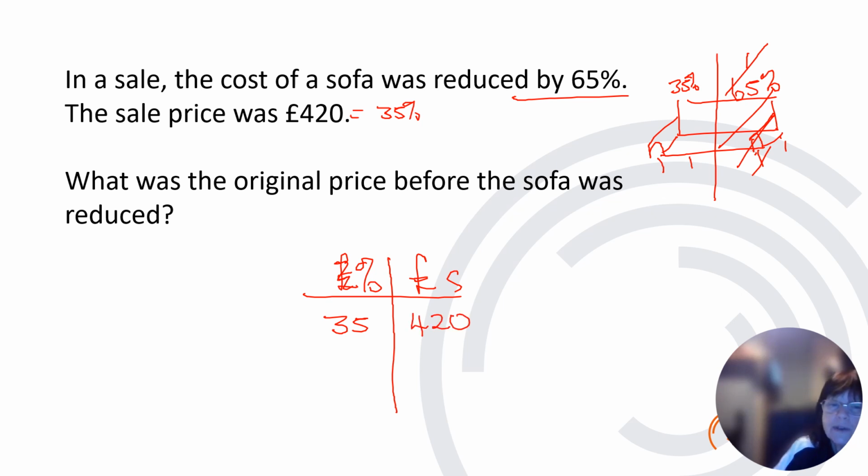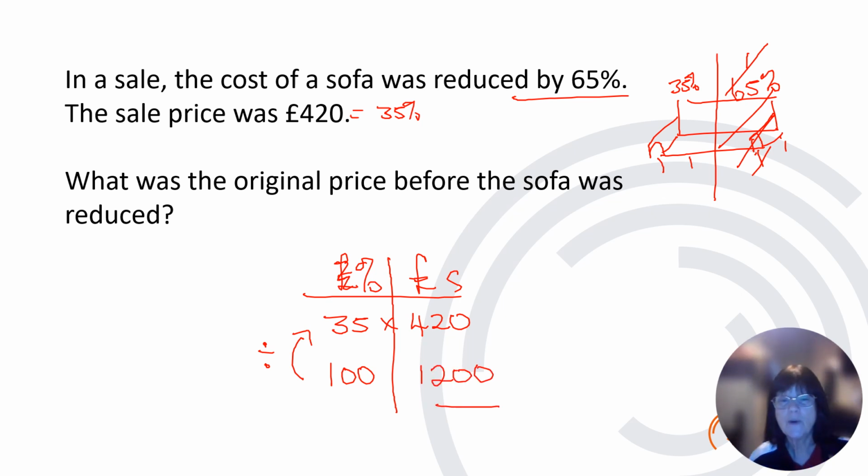So what we want to do is find the original price, which was the original 100%. So to do this, we divide by the number above, multiply across, and you should come back to £1,200 if you've done that correctly. So first of all, bargain, £420 for a £1,200 sofa. And secondly, if you got that right, you did really, really well.